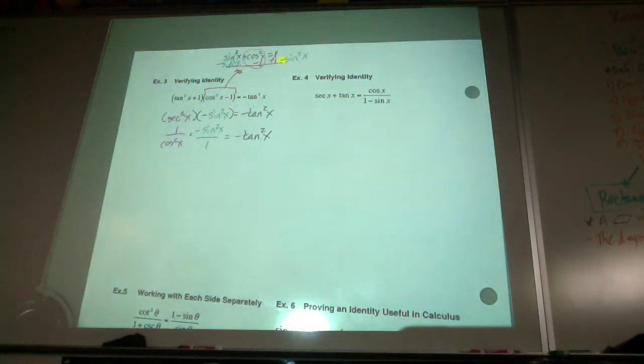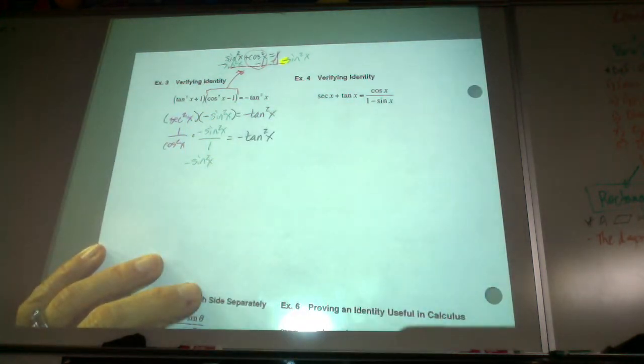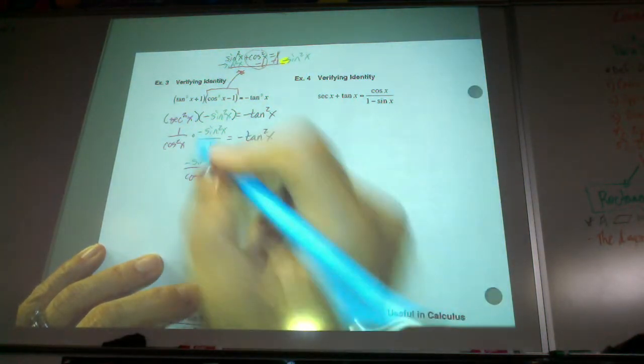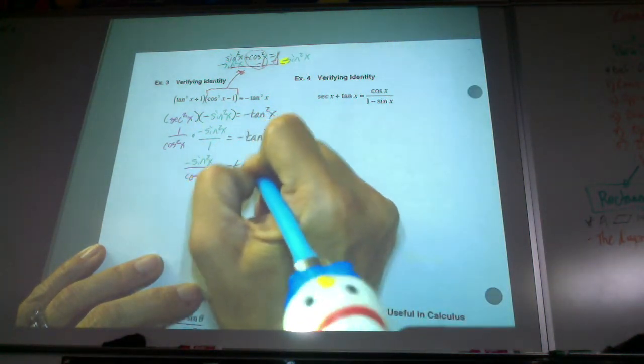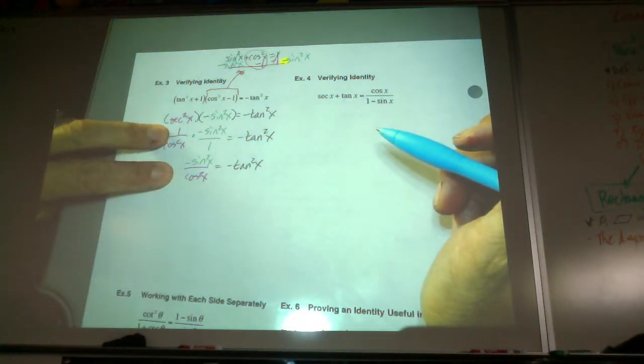Well, you can either have this step or the next step. You have to have one of the 2 next steps. And so what this gives me is negative sine squared x divided by cosine squared x is equal to negative tan squared x. So I have to see one of these two steps, but I don't have to have both of them.